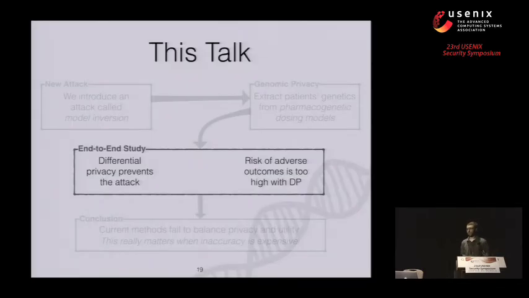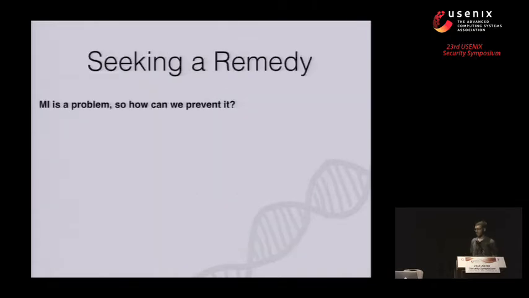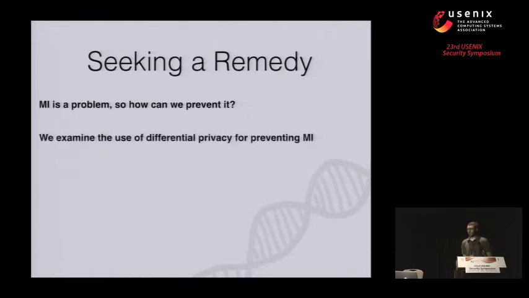Okay, so now we'll talk about countermeasures and this end-to-end study that evaluates how well we can actually do preventing this attack. So I've shown that model inversion is a problem. How can we actually prevent it? We looked at the use of differential privacy for this.